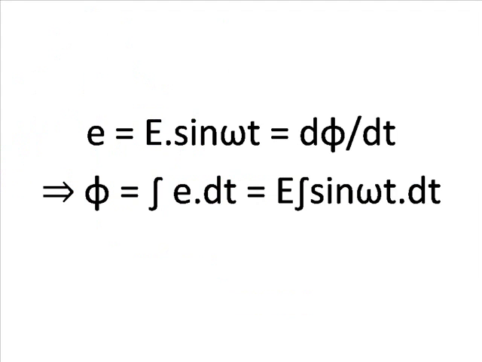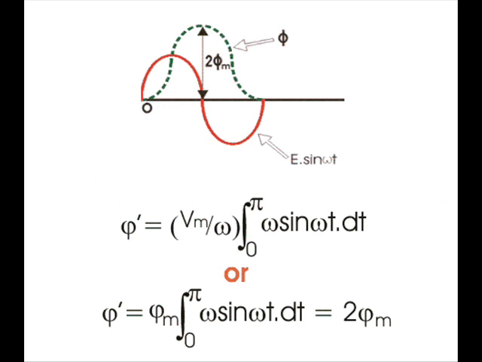Now, as per Faraday's law, the rate of change of flux with respect to time is directly proportional to the induced voltage. So, flux is the integral of the voltage wave. From this statement, we can say that the value of flux at the end of the first half cycle of the voltage wave is covered by the first half cycle of the voltage waveform, and this is the integral of Vm sin omega t from 0 to pi. If the maximum value of steady-state flux is phi m, then after integration, we get that the value of flux at the end of the first half cycle of the voltage wave is 2 phi m.